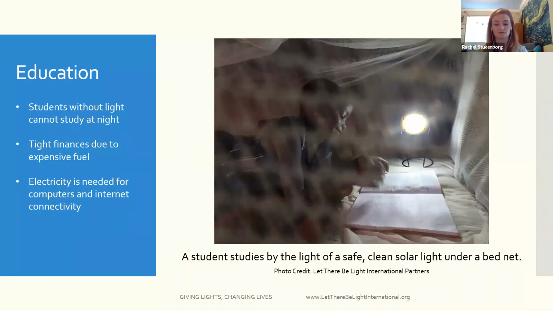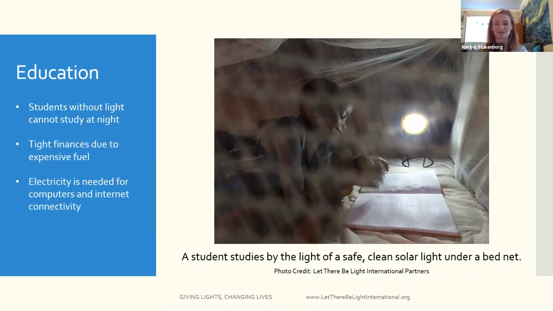Some forms of fuel, like kerosene used for lighting, are also very expensive, which means that sometimes families have to decide between paying expenses for school or lighting their home. And furthermore, electricity is needed for improved educational resources like computers and internet connectivity.